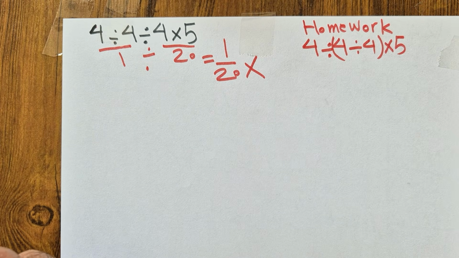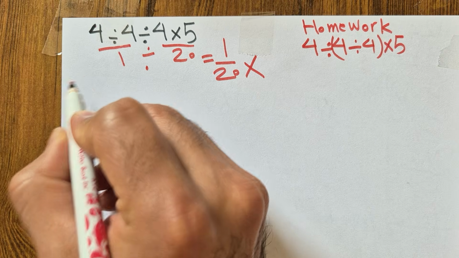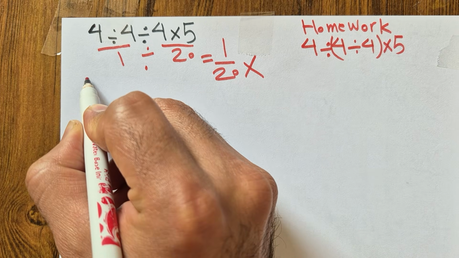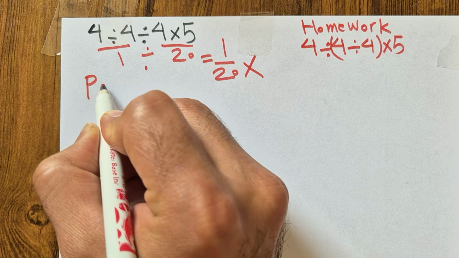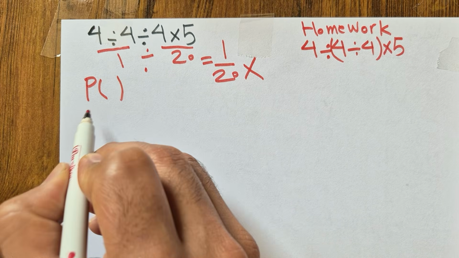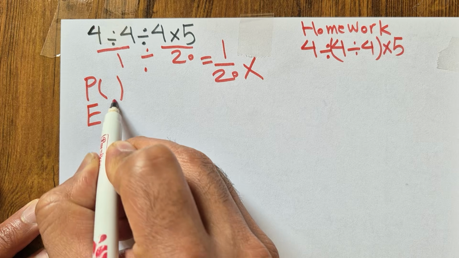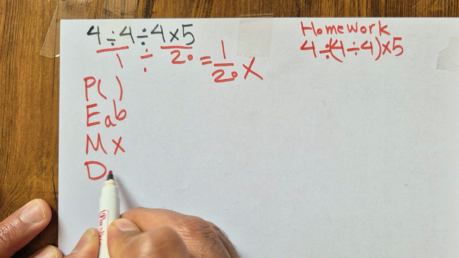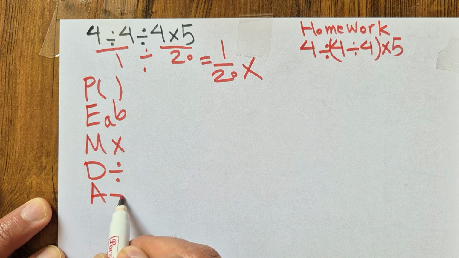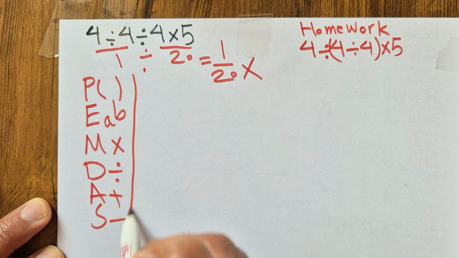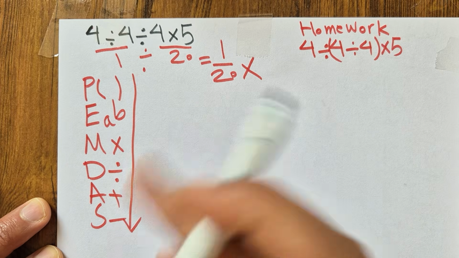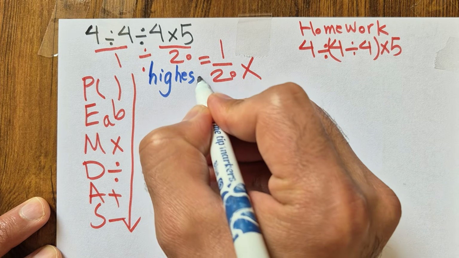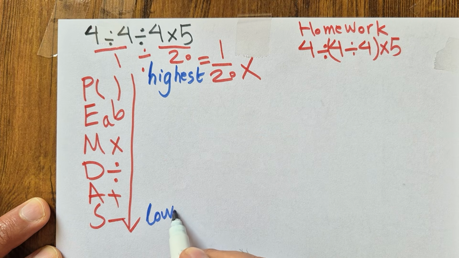It is called PEMDAS, and it is an acronym. To avoid this confusion, scientists created this convention. P in PEMDAS stands for parentheses, E stands for exponents, M for multiplication, D for division, A for addition, S for subtraction, and this gives us an arrow of priority from the highest to the lowest priority.